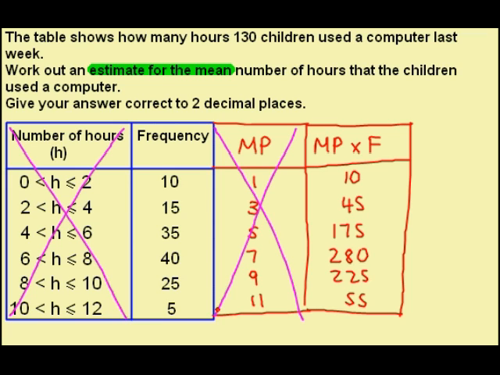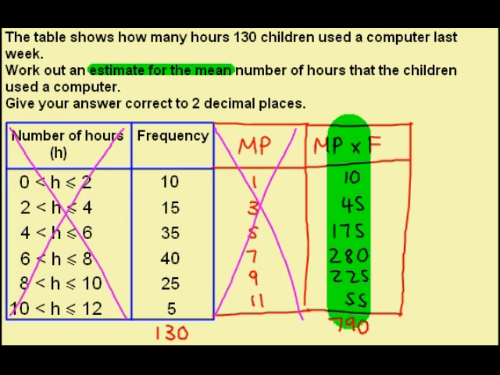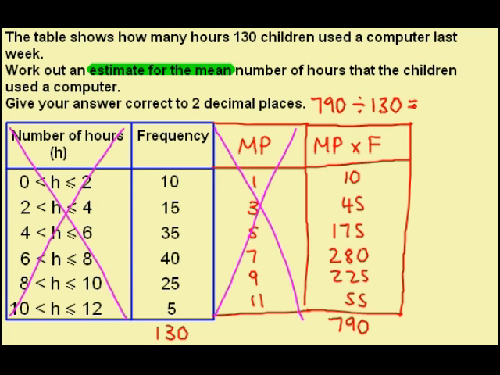We now find the totals of the 2 columns that we need. This one adds up to 130, and this one adds up to 790. We now divide the big number by the little number to get the answer. We're asked to give it to 2 decimal places, so this is 6.08. This is my estimate for the mean.